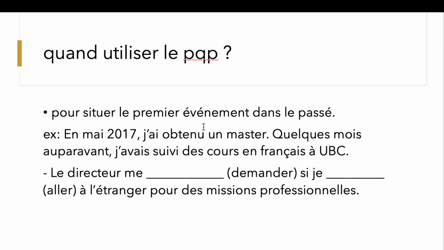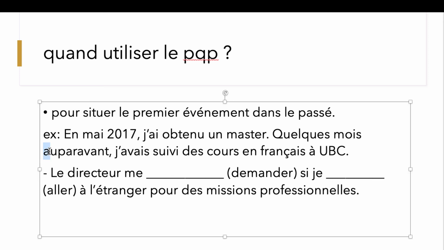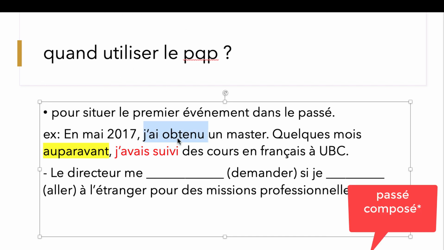Okay, so we're gonna do another example. For instance, this one. En mai 2017, j'ai obtenu un master. Quelques mois auparavant, j'avais suivi des cours en français. Okay, that's another key term here that will entail plus que parfait is auparavant. So before even receiving a master, that's pretty clear. I had to take some courses in French. So that's the first event, which explains why I have plus que parfait followed by imparfait here. Okay, because that happened second.